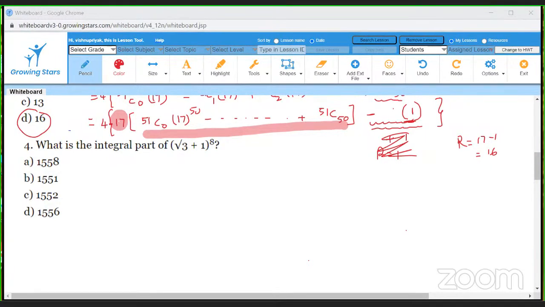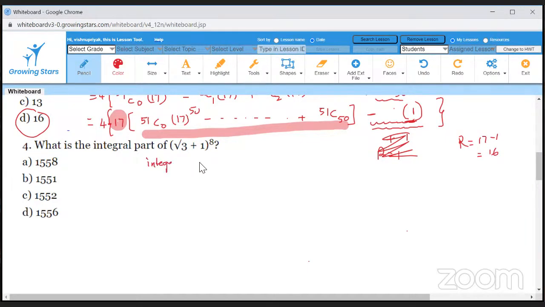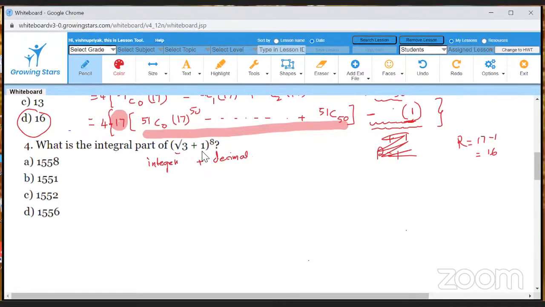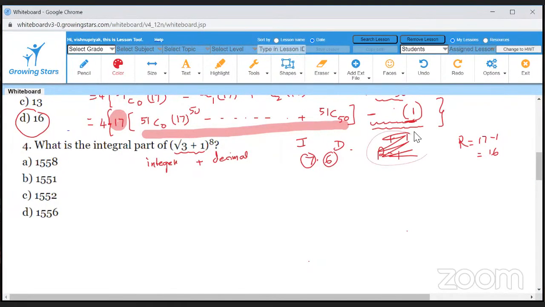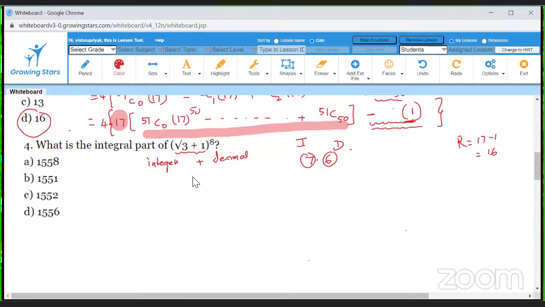Integral part means, only thing is you got confused. Integral part means there will be integer and there will be decimal. When you expand this, two parts will be there. Like suppose if 7.6 is there, 7 is the integral part, integer, and 6 is the decimal part, like that. So here they are asking, when you expand this, what will be the integer part? What is the decimal part? Of course, they did not ask.